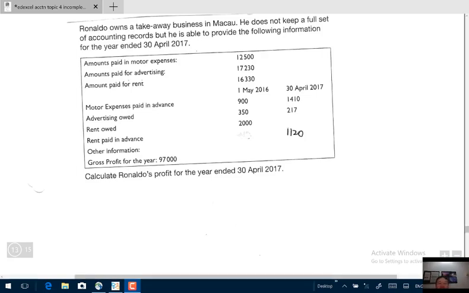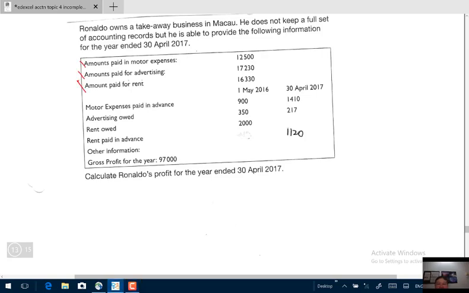Ronaldo owns a takeaway business in Macau. He does not keep a full set of accounting records, but he's able to provide the following information. So what do I know? I know the amount paid in motor expenses, amount paid for advertising, amount paid for rent.